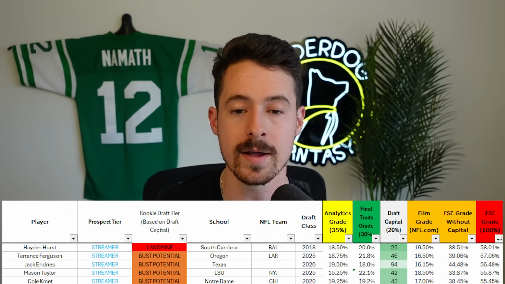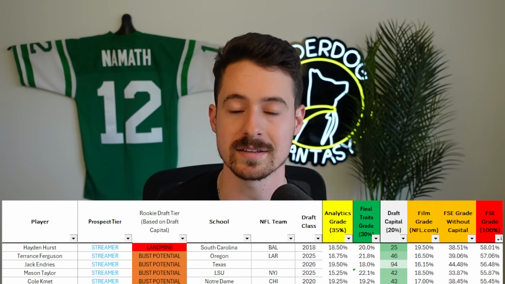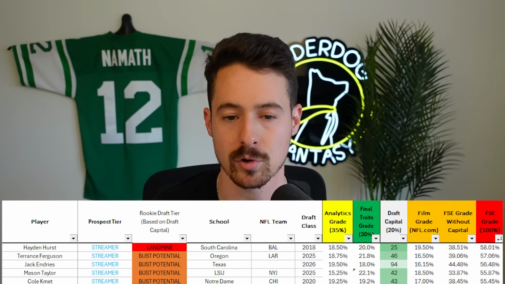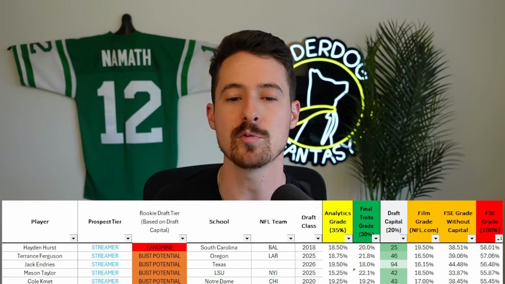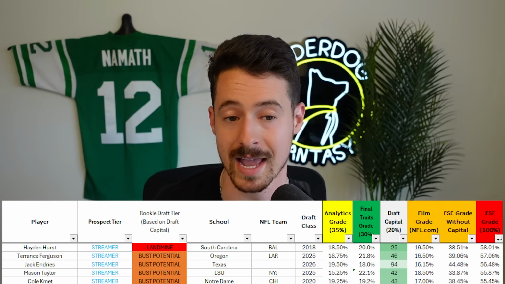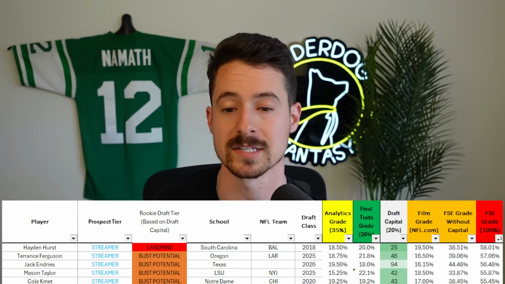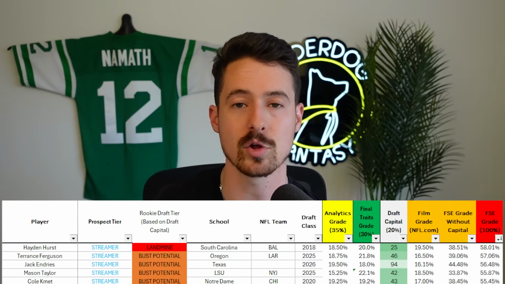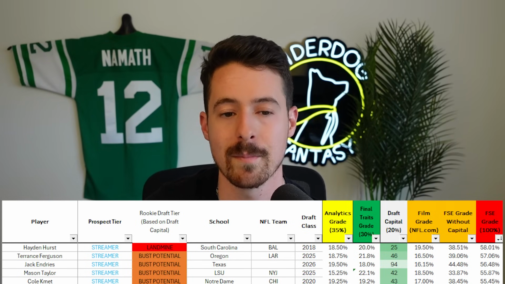The good news is here, Jack Endries, despite being projected for 94th overall draft capital, according to NFL Mock Draft Database, he ranks as a prospect very similar to a lot of guys that went in the 1st and 2nd round, like Hayden Hurst, Terrence Ferguson, Mason Taylor, and Cole Kmet. So good news for him. It looks like he's a bit undervalued according to NFL mocks right now.